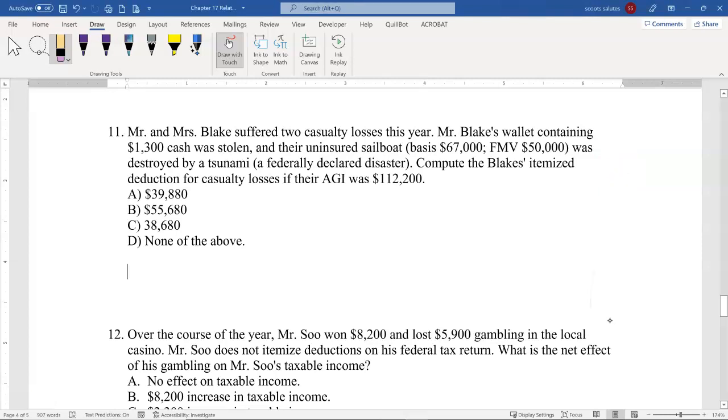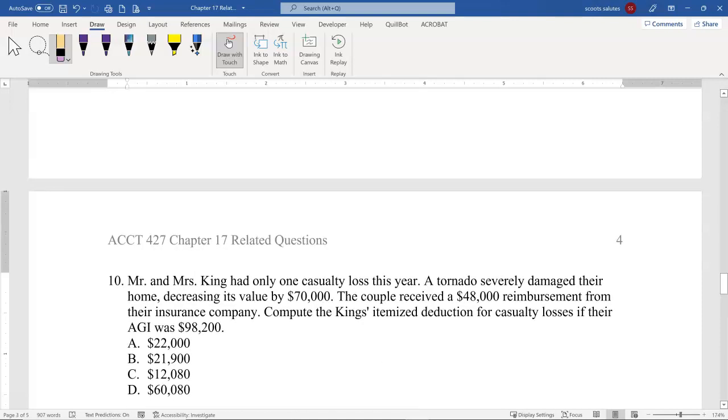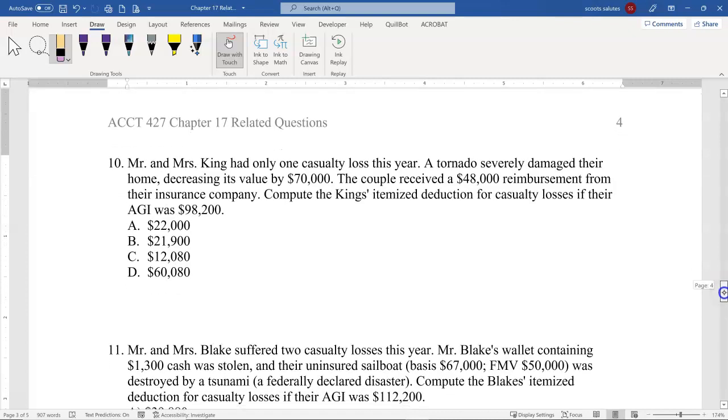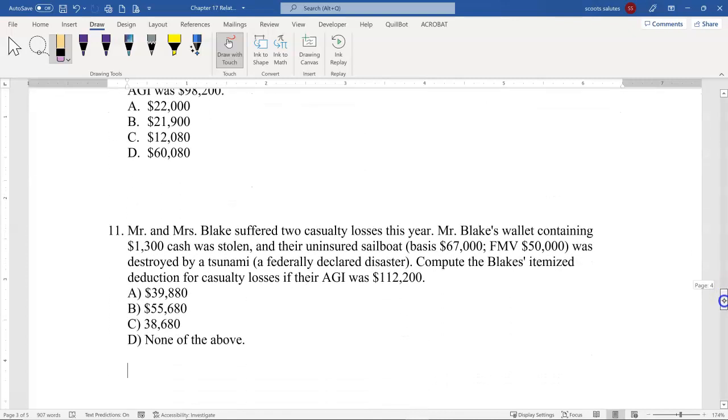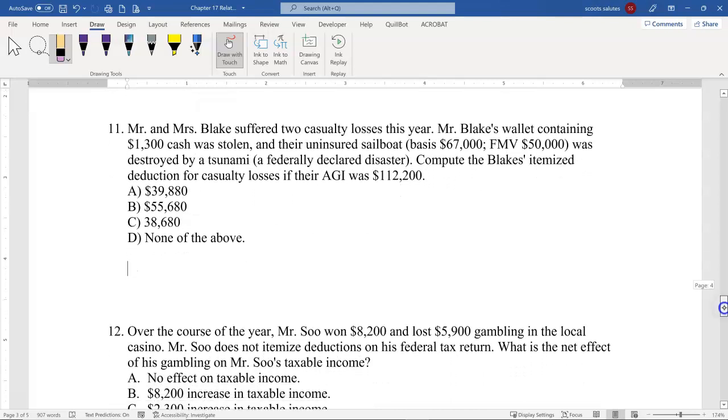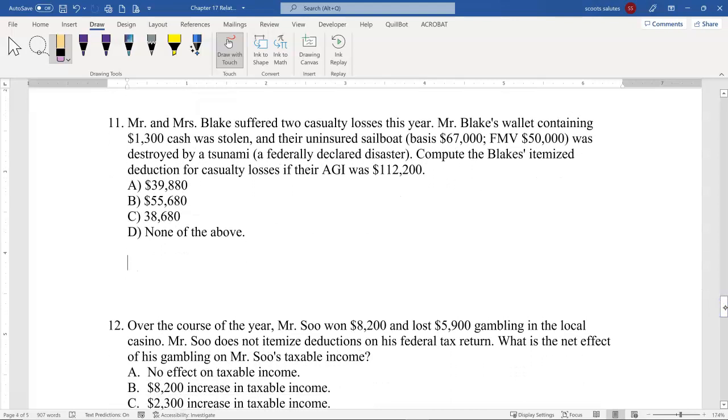We're looking at Chapter 17 related questions, and the next one we actually came to is not 11, but it's actually up here in number 10. Number 10 talks about a casualty loss. We're going to let you work that one and try it, because number 11 that we are going to look at together does the same thing. It just has a little element to make sure we discuss it.